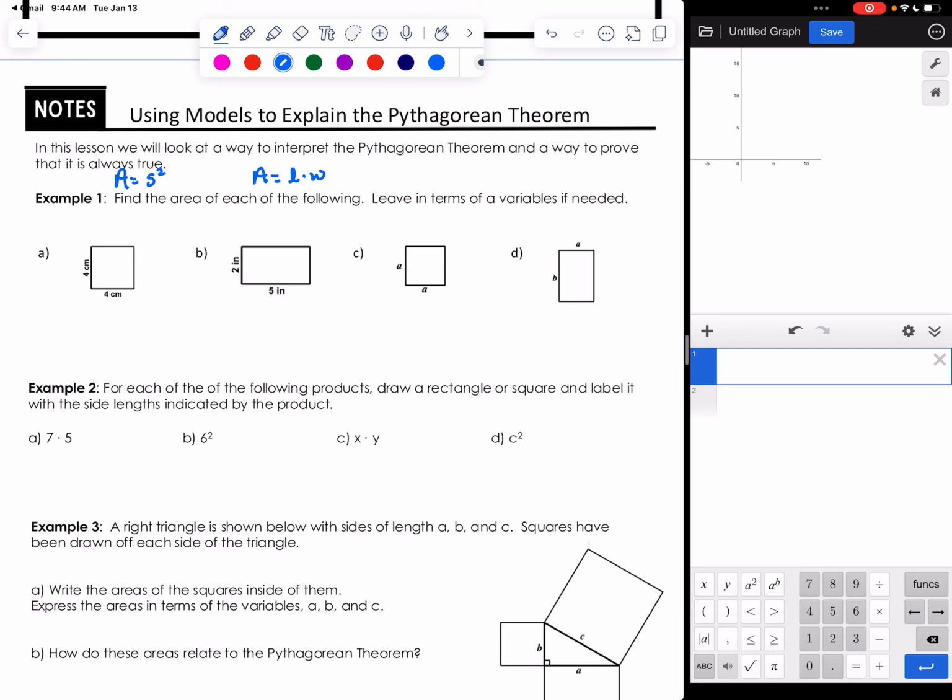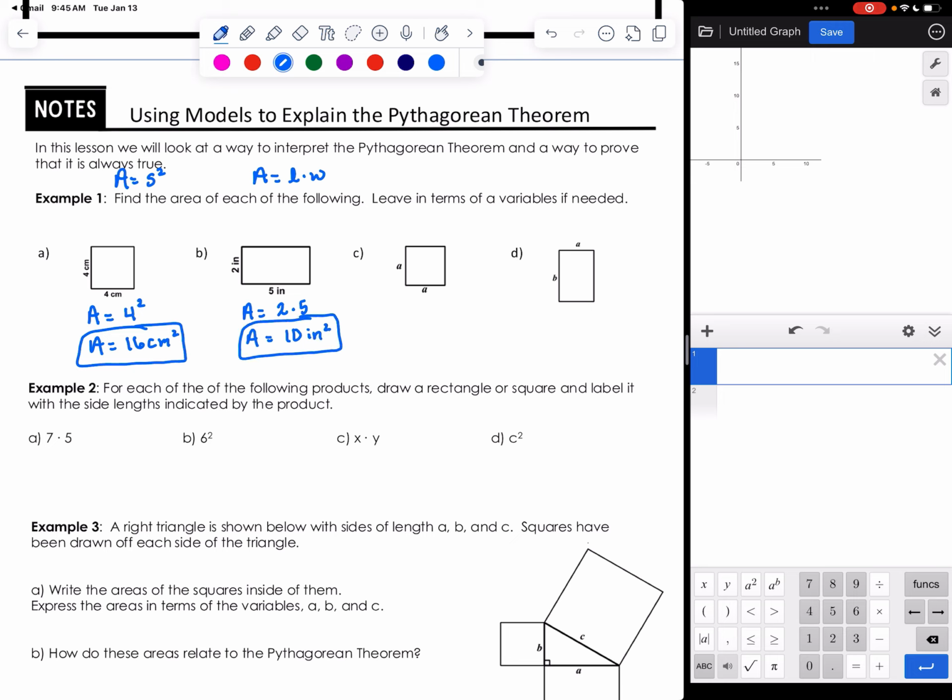In problem A, we have a square because we know that all four sides of this square are 4 centimeters. So to find the area of this, we'll just take our side and square it. So 4 squared is 16. So the area here would be 16 square centimeters. In problem B, we have a rectangle. The area of a rectangle is found by multiplying the length times the width. So 2 times 5 would give us 10 square inches.